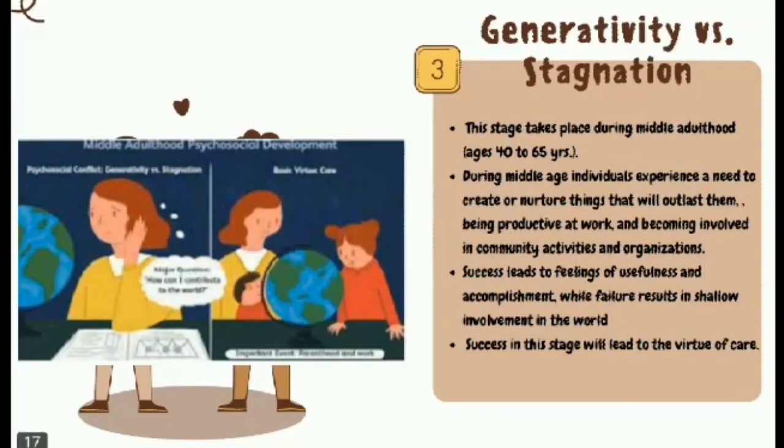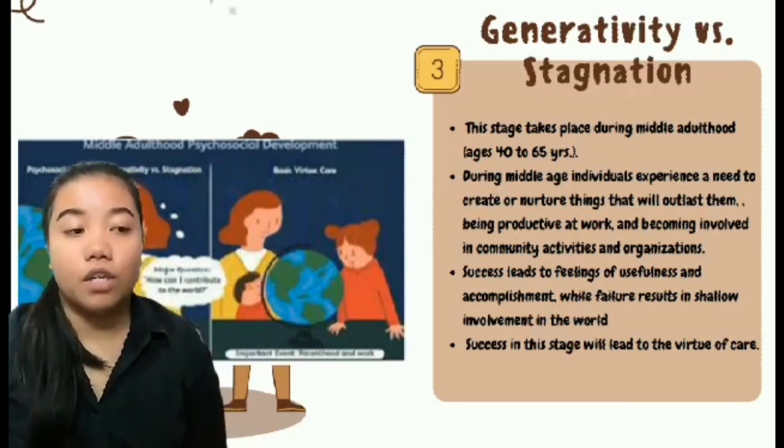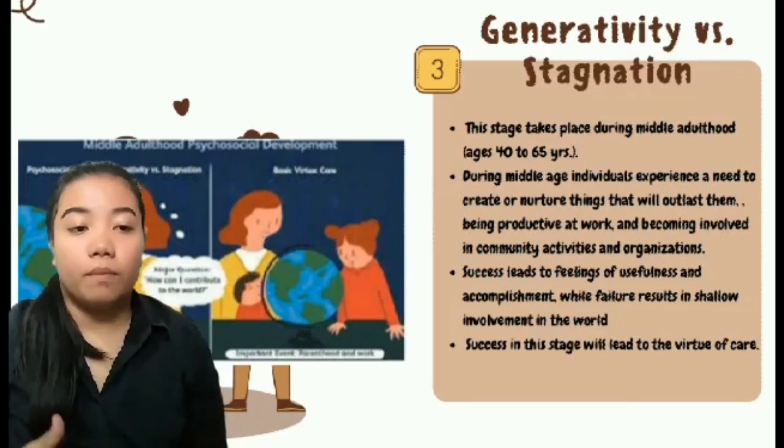This stage takes place during middle adulthood, ages 40 to 65 years. During middle age, individuals experience a need to create or nurture things that will outlast them, being productive at work and becoming involved in community activities and organizations. In this stage, you start to maintain or reach your career goals and you also reflect on the progress that you made so far in your life.